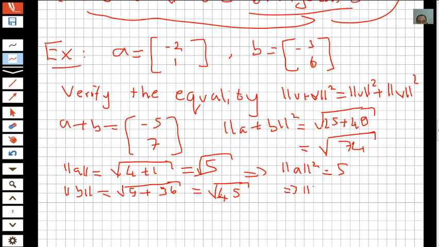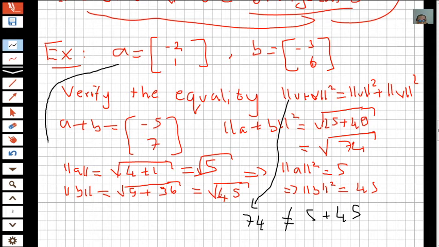And the square of this one becomes 45, and the left hand side, namely this one, is equal to 74, and the right hand side is equal to 5 plus 45, so they are not equal to each other, which means that they are not orthogonal. Let's check by using the main definition, namely to say that they are orthogonal to each other, the dot product of them should be equal to 0.